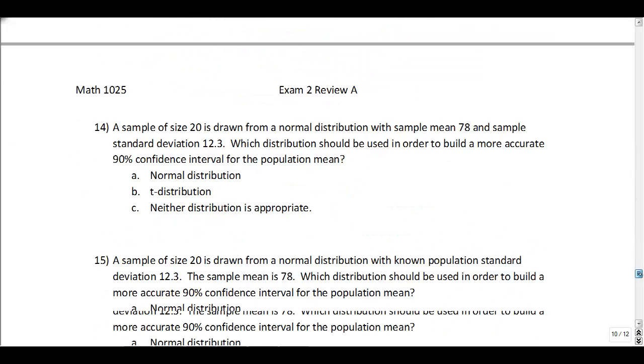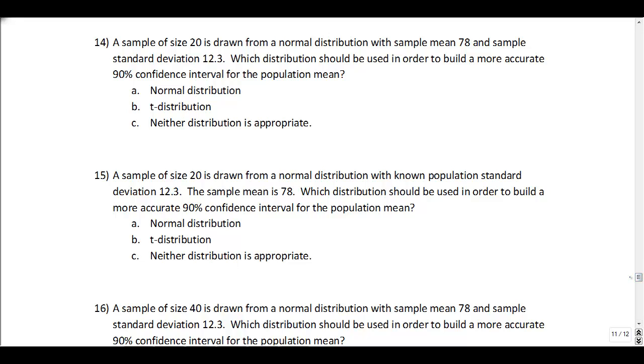Next one. Now we've got a series of questions here about when we should use a normal distribution or a t-distribution, or we really can't use either.